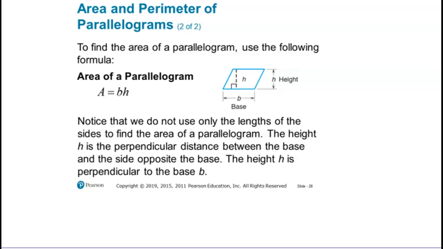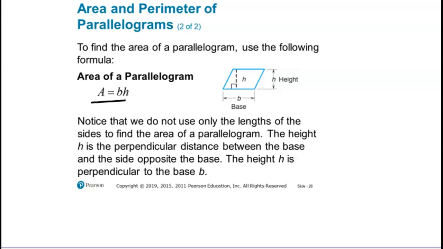Continuing from the last video, let's look at area and perimeter of parallelograms now. You'll see that the area formula here is very similar to what we had for the area of a rectangle. Its area equals base times height, or area equals length times width. Base and height are going to be interchangeable for that.